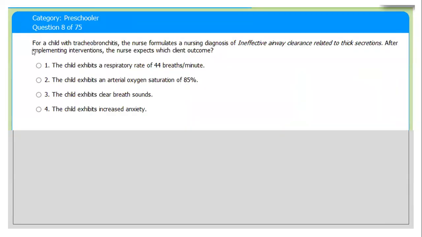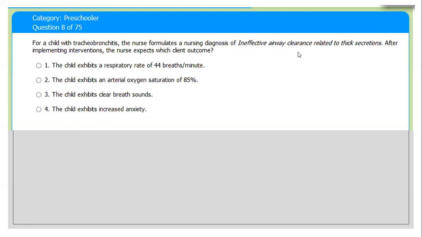Next question. For a client with tracheobronchitis, the nurse formulates a nursing diagnosis of ineffective airway clearance related to thick secretions, and after implementing interventions, the nurse expects which client outcome? So the keyword here is ineffective airway clearance. What does it mean?